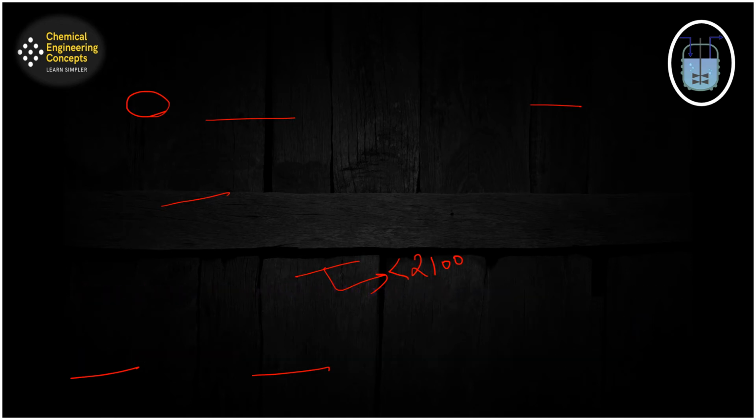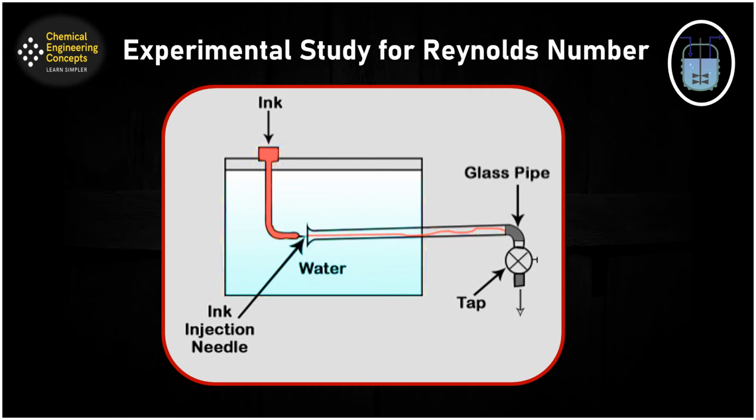Right, so guys, let's move further and see the experimental study. How will you be determining the Reynolds number in lab experiments? Here you can see there is a simple tank, and there is a pipe through which the ink is coming. This pipe is a transparent, see-through pipe.